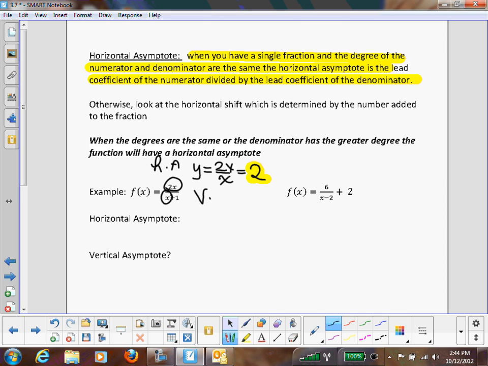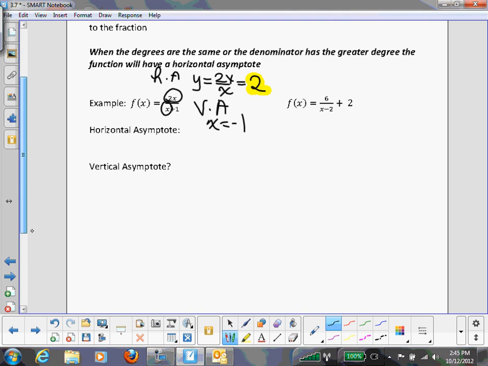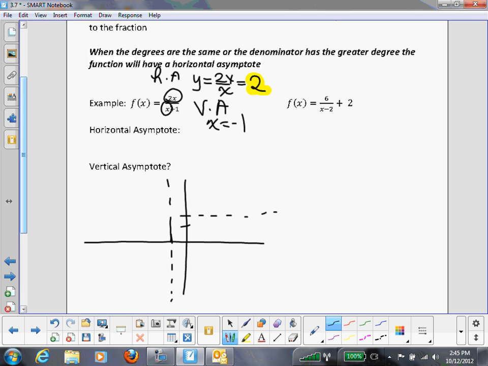What would be my vertical? X equals negative 1. Exactly. So x equals negative 1 is here. Y equals 2 is here. It's what makes your denominator 0. We look at our denominators to determine vertical asymptotes. Doesn't it make sense? You're going to a y value.